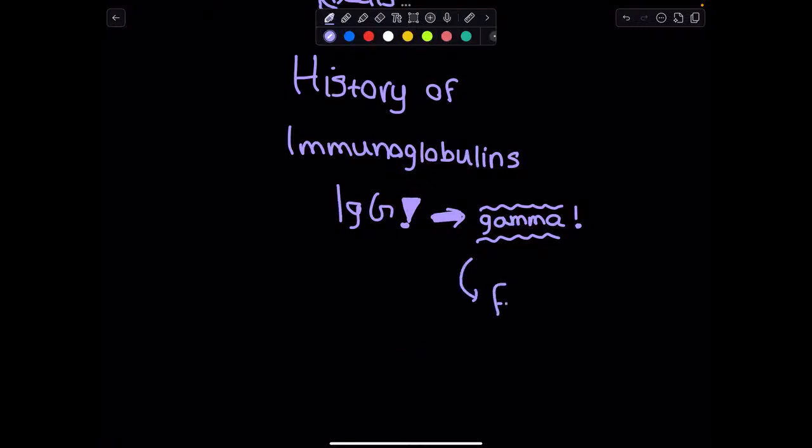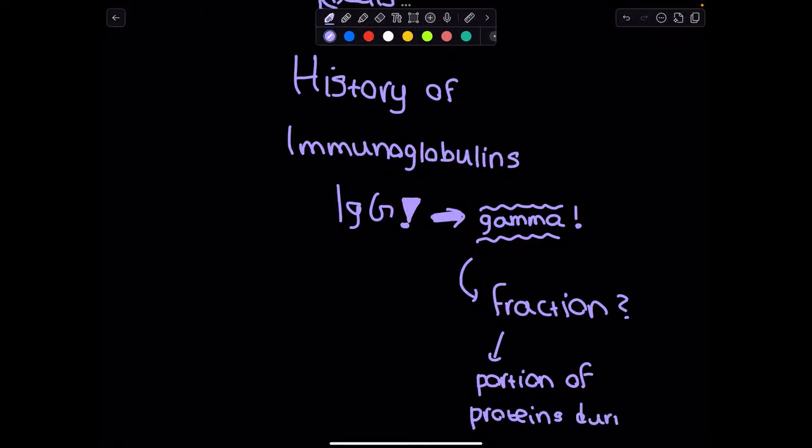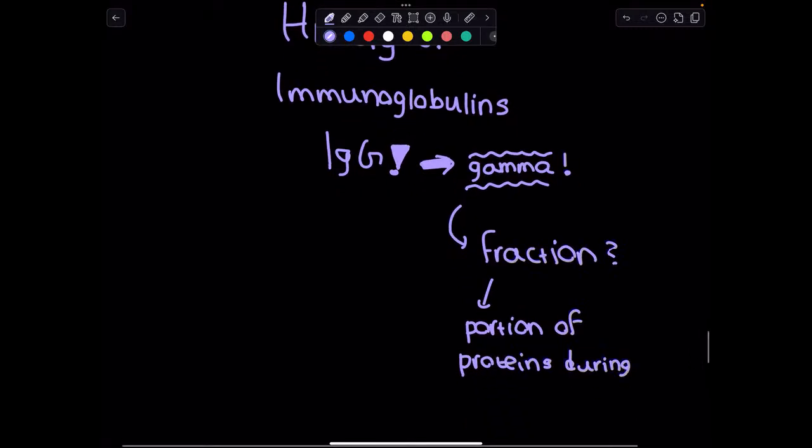What do you mean gamma fraction? What is this fraction? The gamma fraction refers to a portion of blood proteins separated during electrophoresis. It's where IgG was found, hence the name. Portion of proteins during electrophoresis. Exactly. Electrophoresis separates proteins based on size and charge. The gamma fraction is where they found IgG, leading to its name.